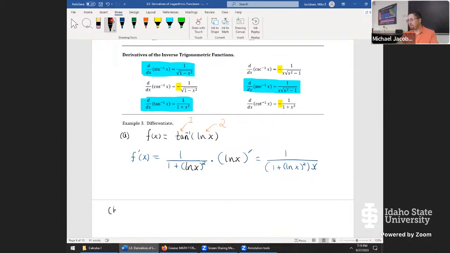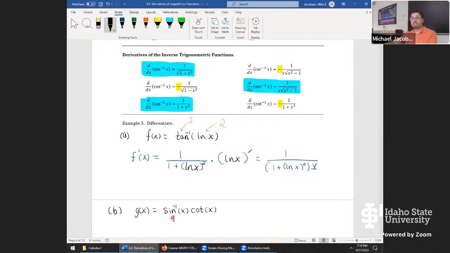And let's try this again. So for part B, let's let this one be g of x equals sine inverse x times cotangent x. Now this time it's got to be the product rule. Would folks agree with that so far? Awesome. Also, this one's really kind of nasty in a way.